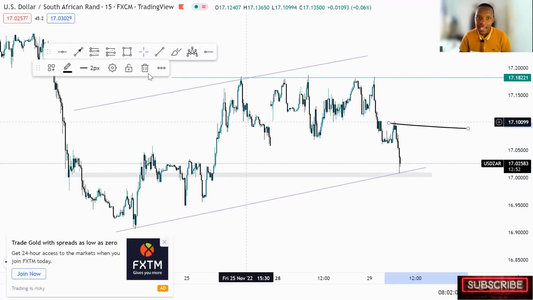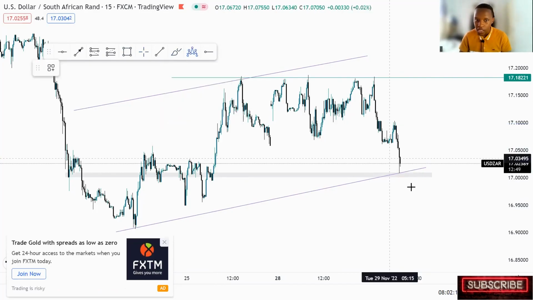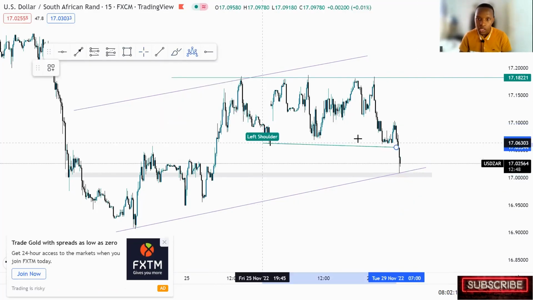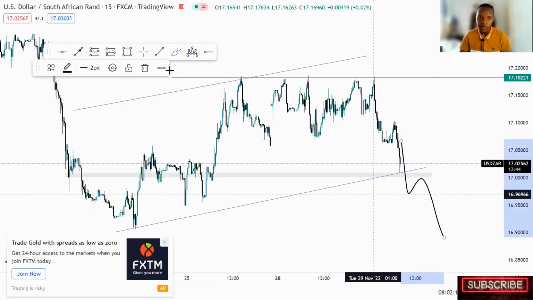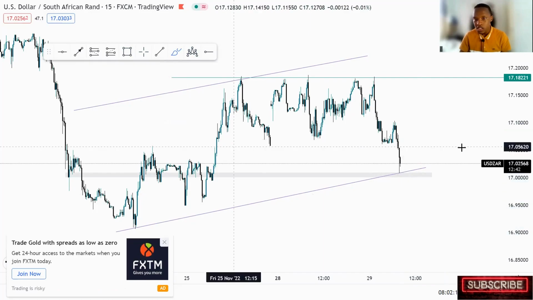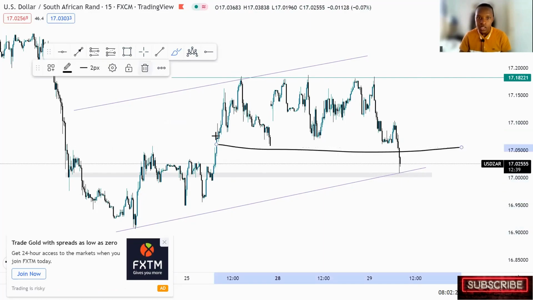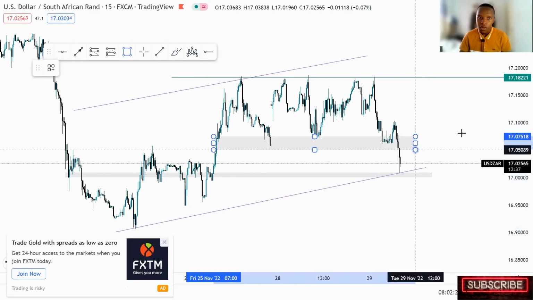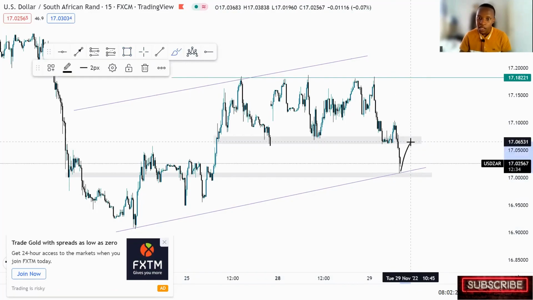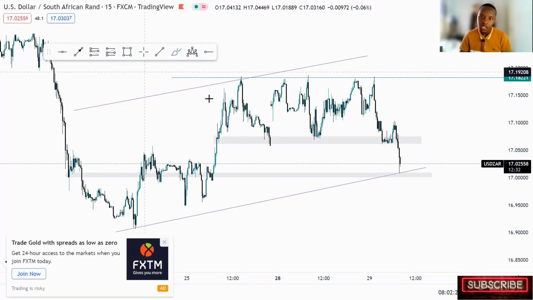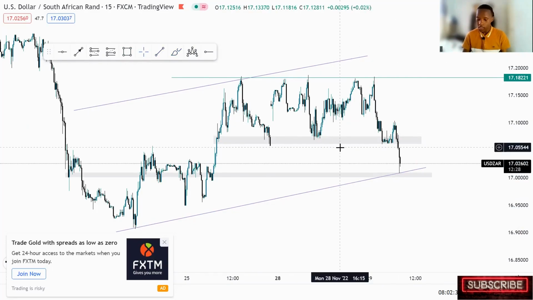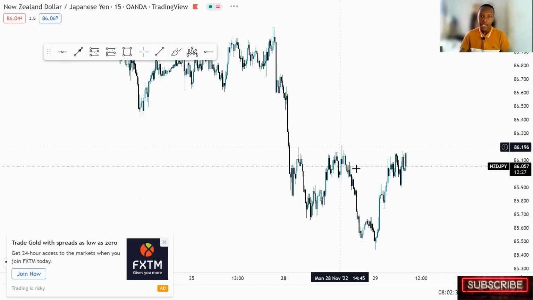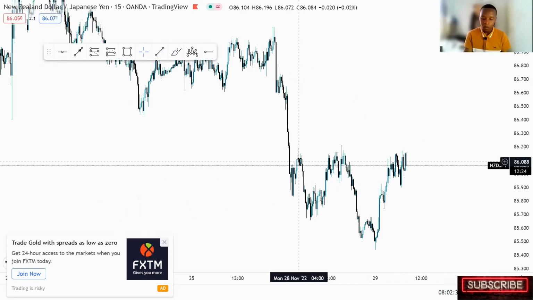But if it ends up breaking, then giving us a retest, that's when you know we're going to sell. But we can also take this into consideration, which is this one over here, meaning that we might just go back there, then down. Okay, so that's what is going on with USDZAR, guys. So let's move forward now to NZDJPY.